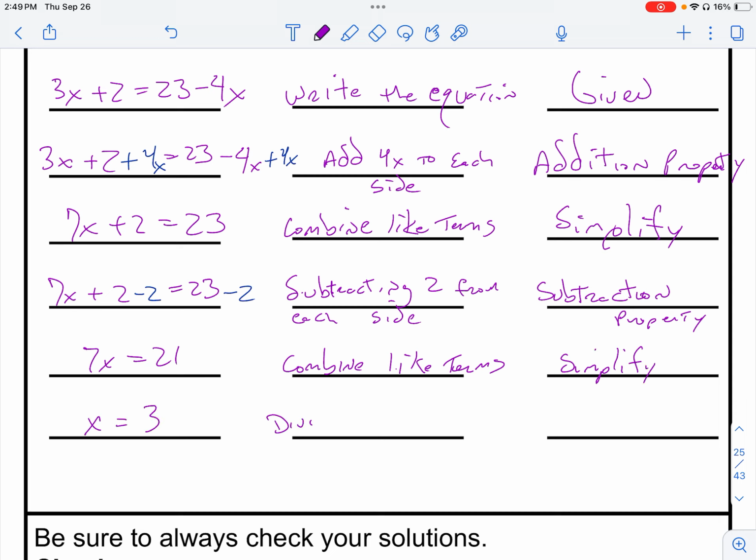And then divide each side by 7, which is the division property. We've solved for x.